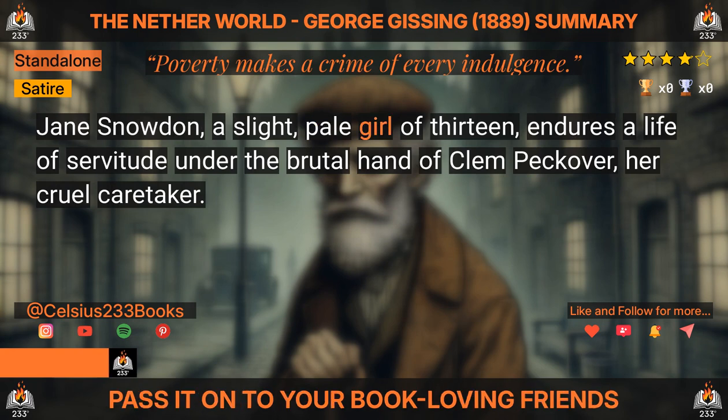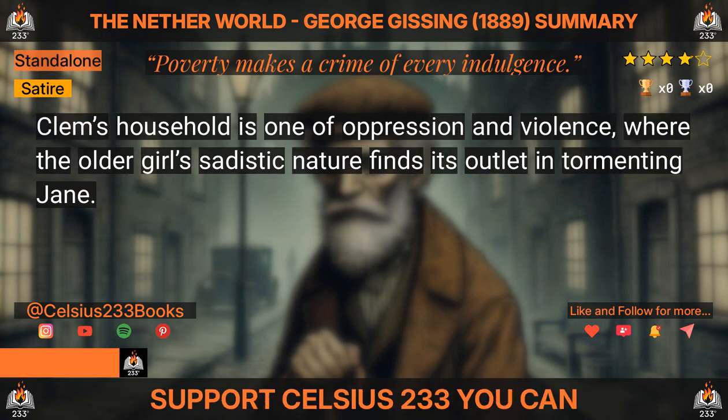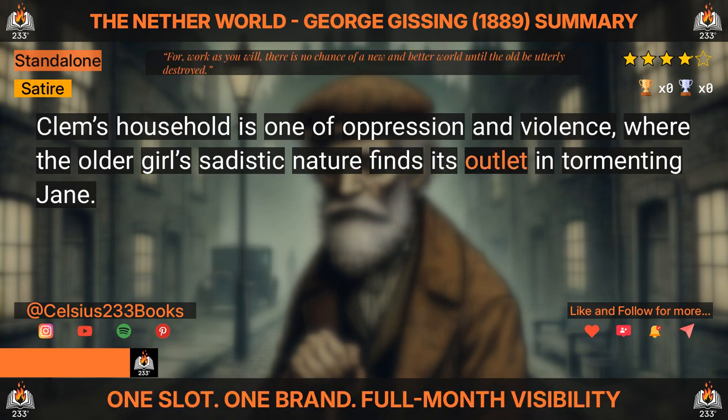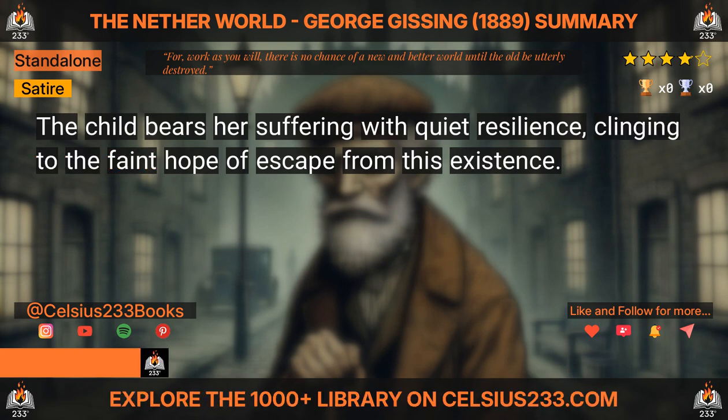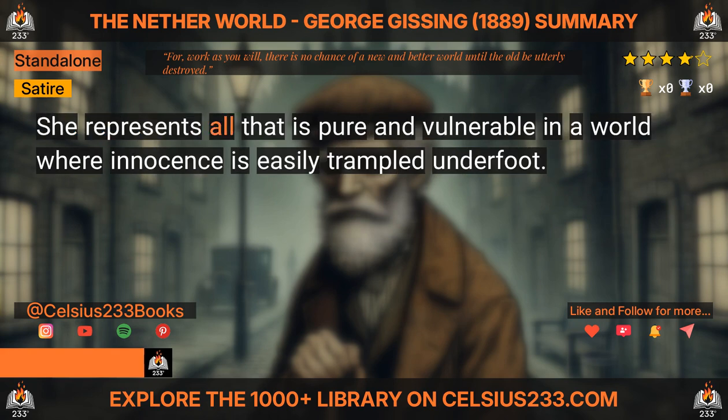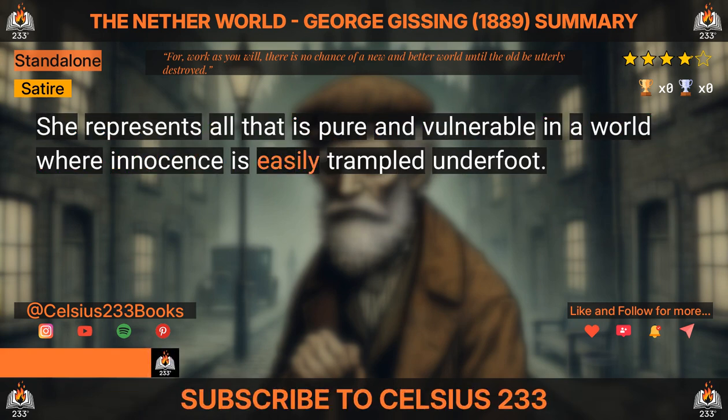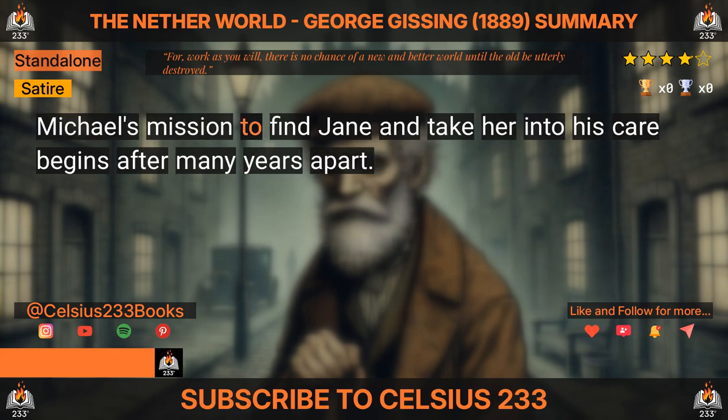Jane Snowdon, a slight, pale girl of 13, endures a life of servitude under the brutal hand of Clem Peckover, her cruel caretaker. Clem's household is one of oppression and violence, where the older girl's sadistic nature finds its outlet in tormenting Jane. The child bears her suffering with quiet resilience, clinging to the faint hope of escape from this existence. She represents all that is pure and vulnerable in a world where innocence is easily trampled underfoot.